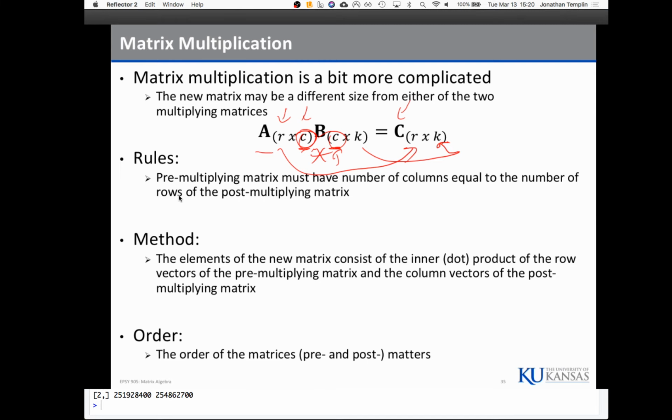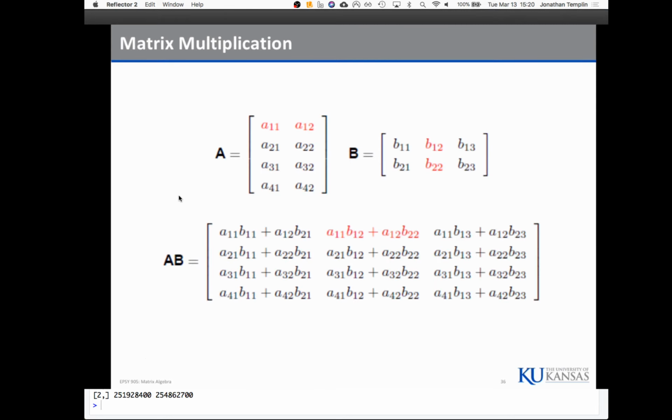So how does it get the numbers, though? Whoa, back up. For each of the rows of the pre-multiplying matrix, it does the dot product with the columns of the post-multiplying matrix. So, what am I saying?